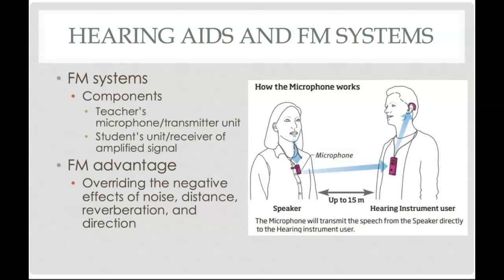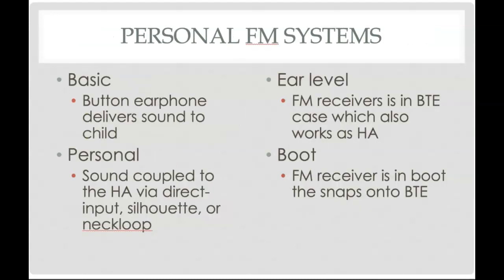Most of you are probably familiar with FM systems, but an FM system refers to a frequency modulated system. It's basically like a radio system. The speaker, often the teacher, wears a microphone that is transmitted to some kind of device. Nowadays, they go straight from here to the hearing aid without this intermediary device, but some of them still have it. So if a child has a hearing aid, you can put a boot on the back of the hearing aid and get an ear level. We call that an ear level FM system.